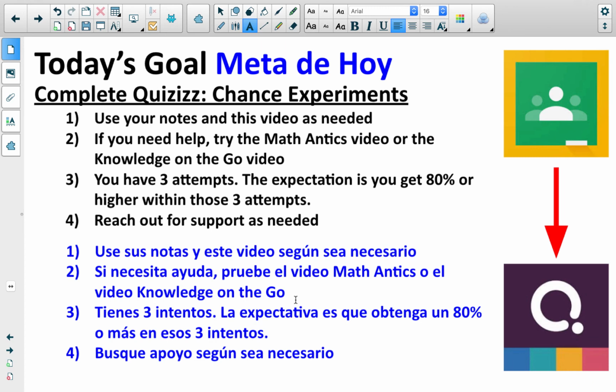So today's goal, you guys are going to complete the quizzes on chance experiments. Use your notes and video as needed. Try that Math Antics video, or you can even try the Knowledge on the Go video if you need more help. Remember, you have 3 attempts for 80%. So if you don't get 80% or you don't do your best the first time, you should be doing it a second time or a third time if needed. And reach out for support.